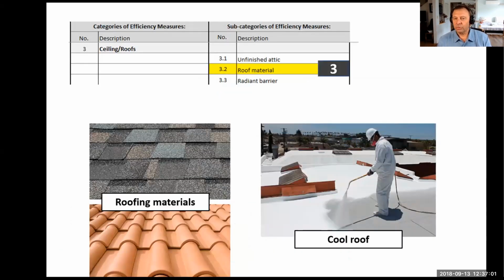Next one, we have a cool roof, and we have the roof material here. We could have black shingles, or some kind of ceramic, or we have the cool roof here, which is usually white, with high reflectivity. But we also have to have high emissivity, because even if we have aluminum, which has a very high reflectivity, so it should be very cool, this is not the case.